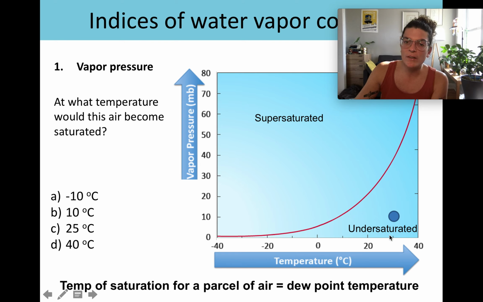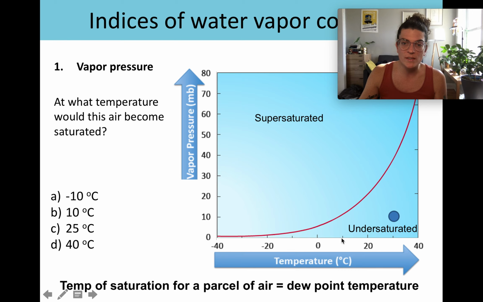So I can decrease the temperature of this parcel, which will lead to condensation. So I'm here, it's 30 degrees, 10 millibars. I need to decrease the temperature. So let's say I decrease the temperature to 20 degrees. So the dot's now here. Still 10 millibars of water vapor. I'm not adding water vapor to it. So the dot's here, still undersaturated. I can decrease it another 10 degrees, and now the dot looks like it's right on the line, which means that it is now saturated.